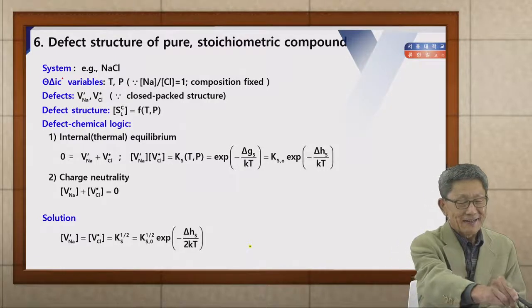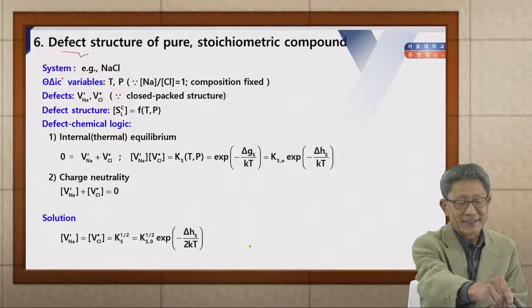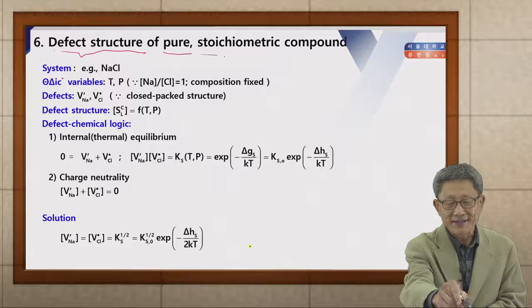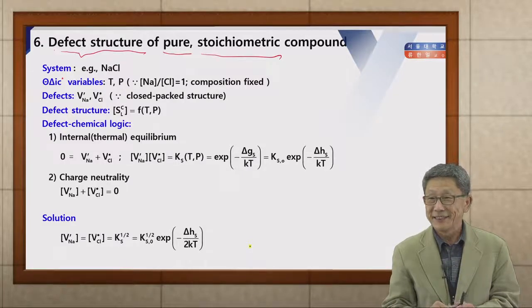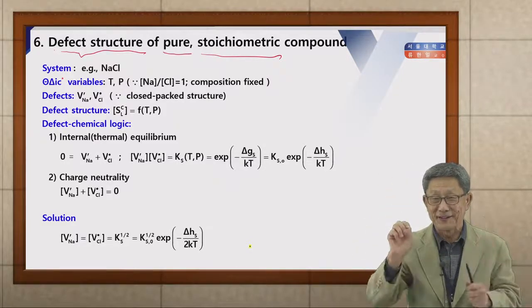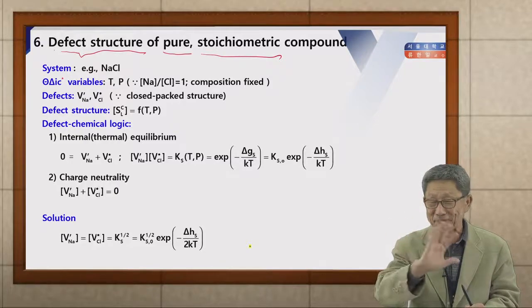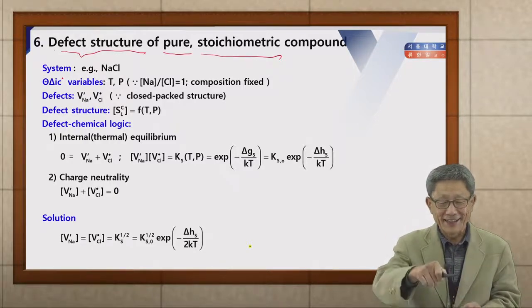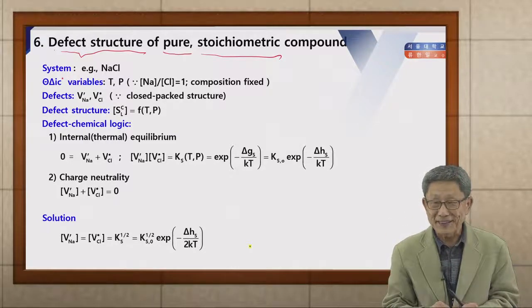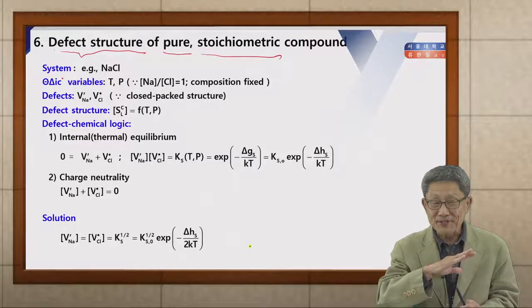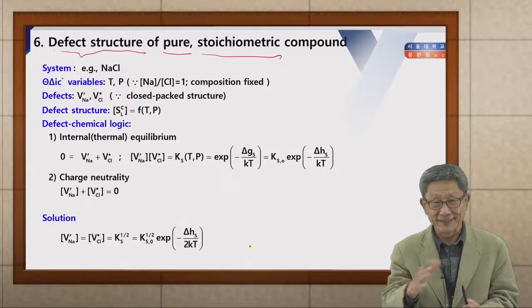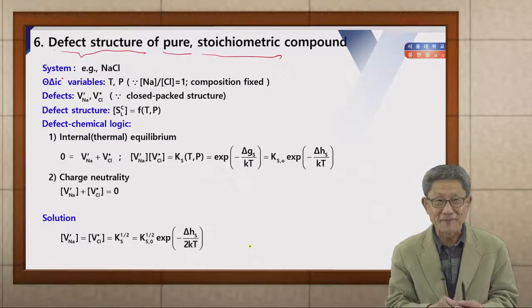Now let's try to calculate the defect structure of a pure stoichiometric compound. Here, pure means really pure, no impurity at all, 100% pure. And then stoichiometric means composition is absolutely fixed, therefore no variation at all.